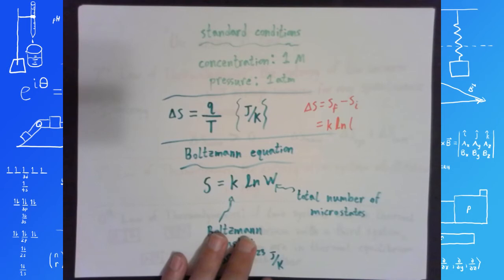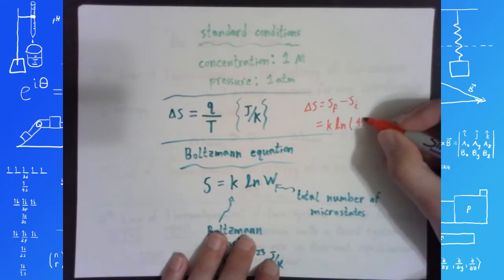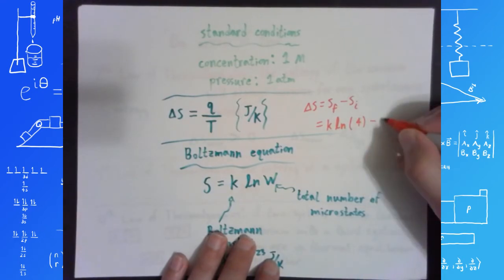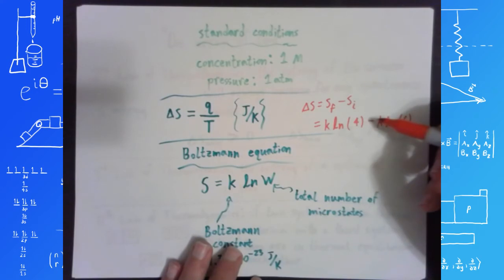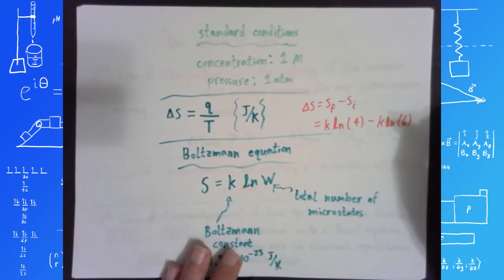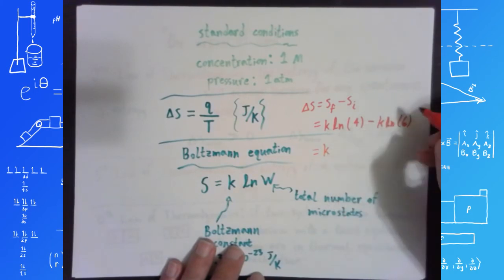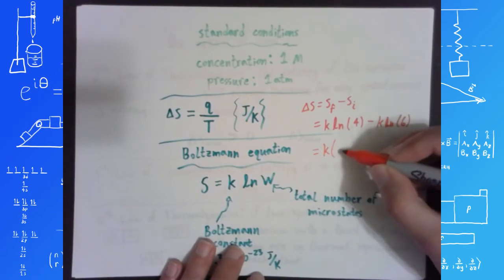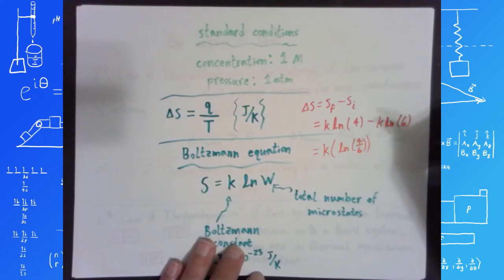4 states and, yeah, 4 states versus 6. So the final state is 4 states, K times natural log of 4, minus K times natural log of 6, since the initial set had 6 microstates. If you factor out the K, that's K times (natural log of 4 minus natural log of 6), which is the same as K natural log of 4 over 6 if you take advantage of the logarithm properties.